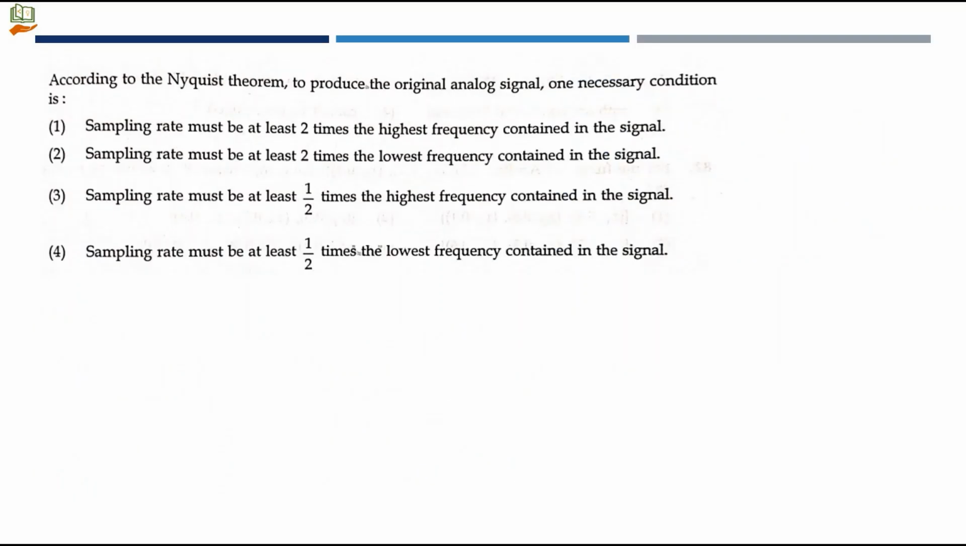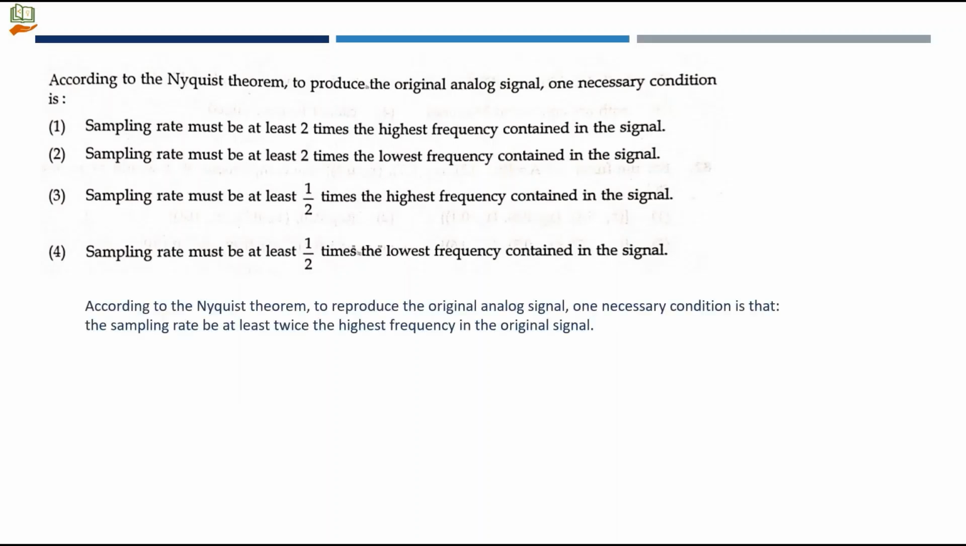Next question. According to the Nyquist theorem, to reproduce the original analog signal, one necessary condition is... Let's see the exact statement of the question. According to the Nyquist theorem, to reproduce the original analog signal, one necessary condition is that the sampling rate be at least twice the highest frequency in the original signal. Where the option is matching, we have 2 times only in 2 of the options. Rule out the rest 2.